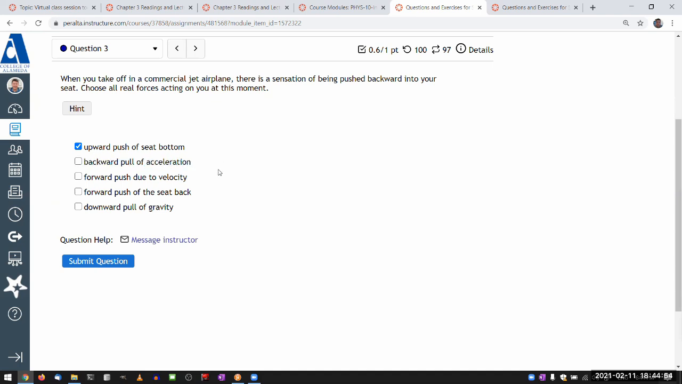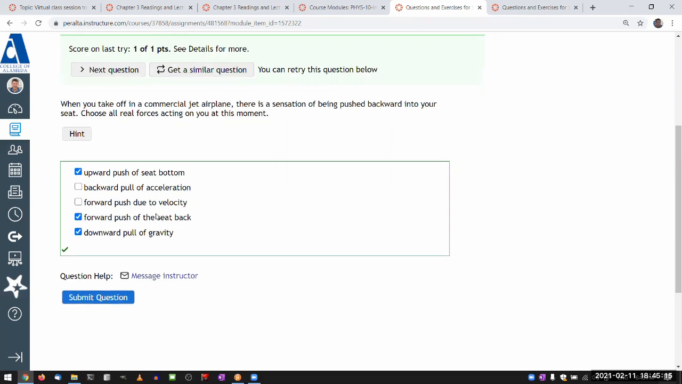But the way we describe it is not as there being a backward force on you. There's actually a forward push on you. And one more: a downward pull and an upward push. They are not action-reaction force pairs, but they have equal magnitude, so that you are not accelerating vertically. So that's the correct answer.